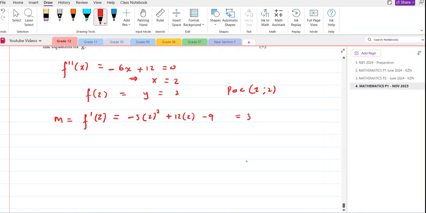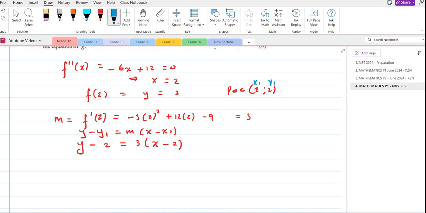So we're going to use y minus y1 equals m into x minus x1, where m is 3. The gradient is 3, and the point of contact is (2, 2), so that becomes x1, y1. So I'm using this formula at (2, 2). Now, y minus 2 equals 3 times x minus 2, so y is equal to 3x minus 6 plus 2. Therefore y is equal to 3x minus 4. I hope you guys understood that.